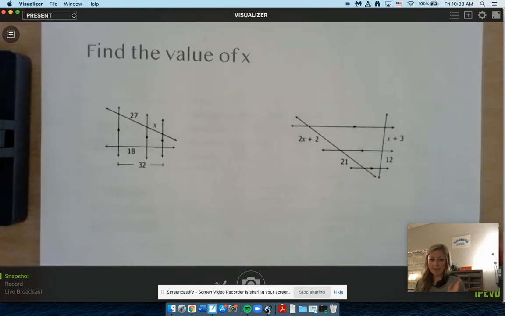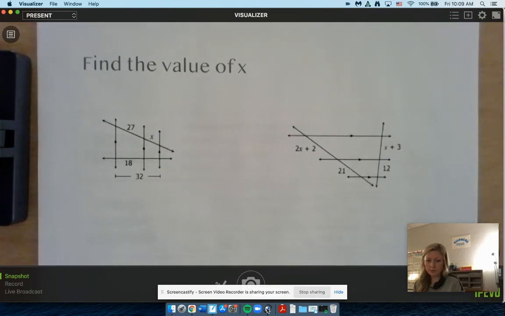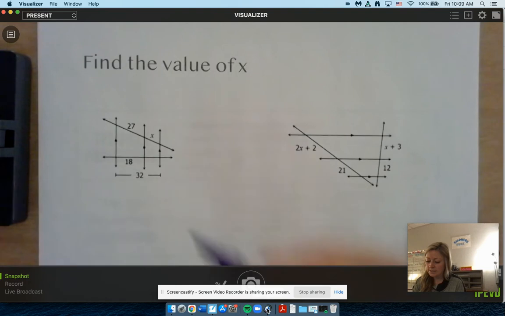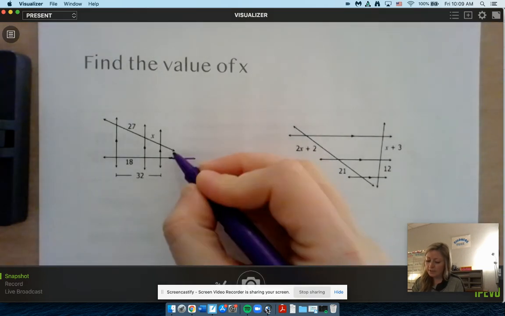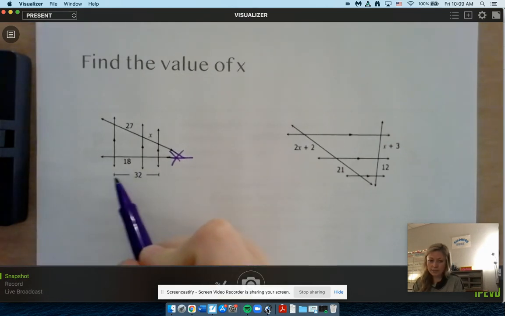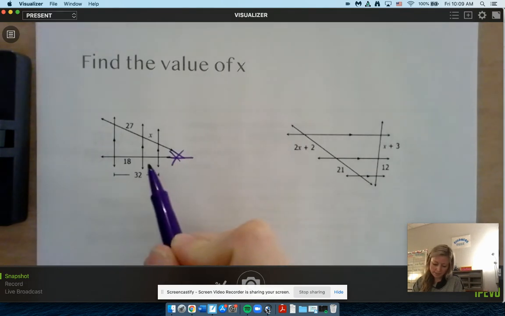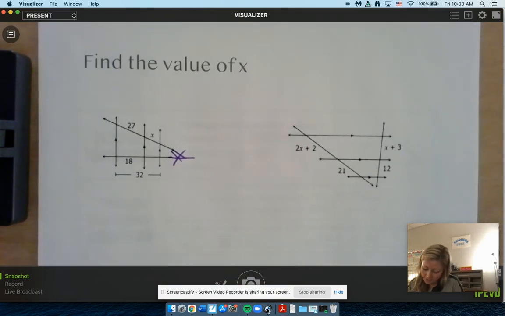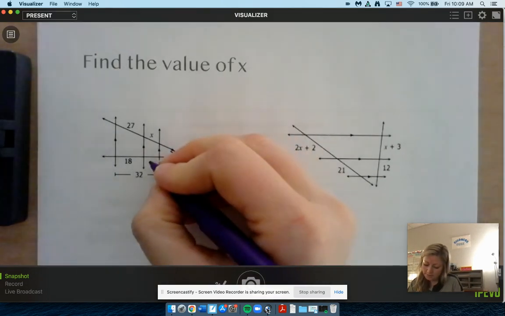So again, we're finding x, very similar to what we were just doing. Again, it's like if you were to extend these 2 lines here, oh, look, I get a triangle. So it's the same idea. We just don't necessarily have a triangle in our diagram. Okay, so first things first, I know this whole chunk is 32. Let's find our missing piece there. So 32 minus 18 is 14.